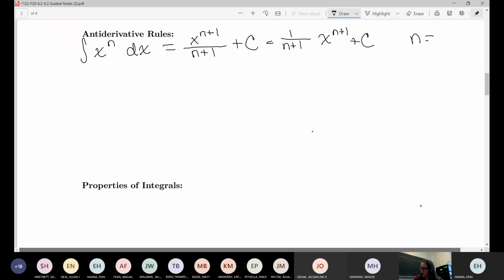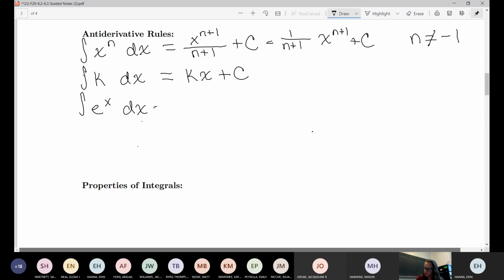Now, this only holds when n is not equal to -1, because the -1 case is going to be the natural log situation. If we have the integral of just a constant, now I have to use k for a constant here because we have our plus c's at the end. So if I want to take the antiderivative of just a constant, that's that constant times x plus c. You'll always have a plus c. Antiderivative of e to the x is e to the x plus c.